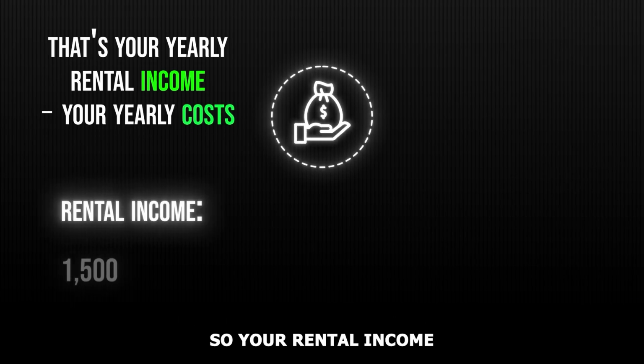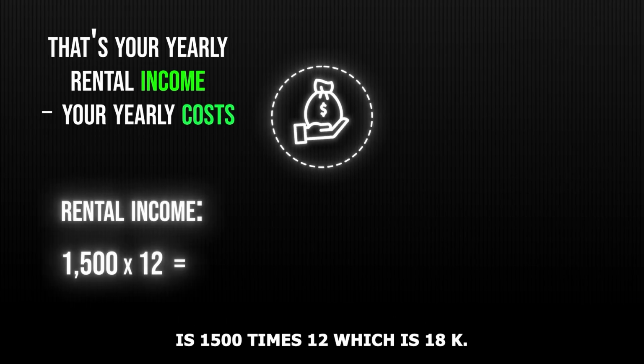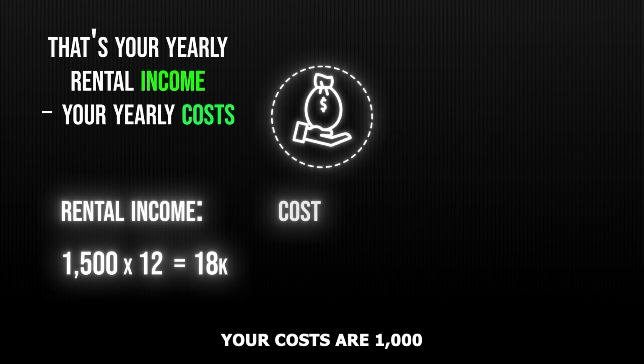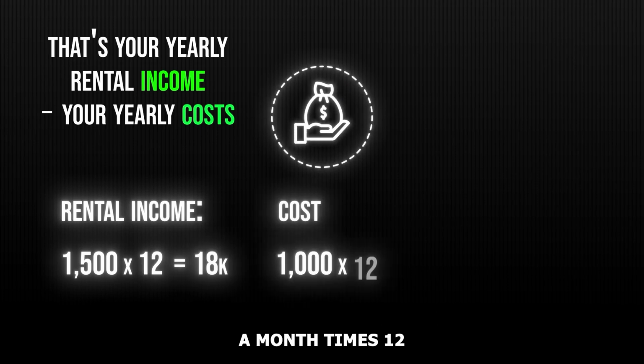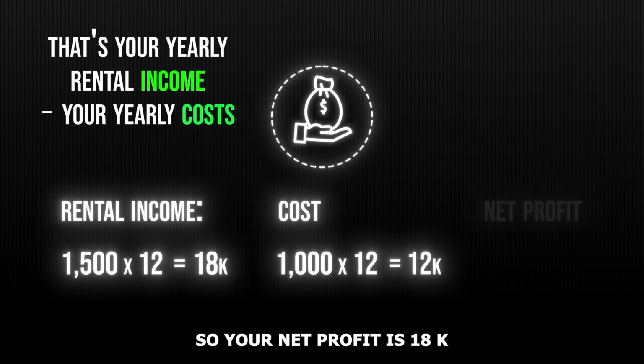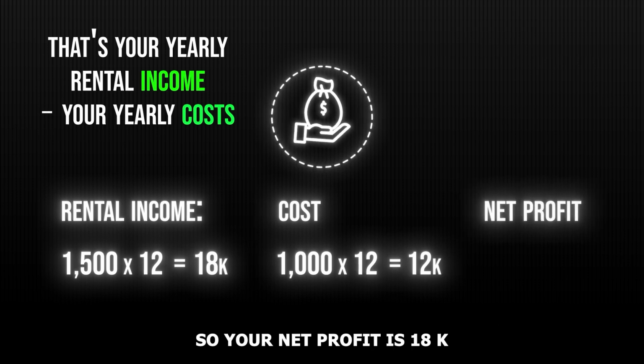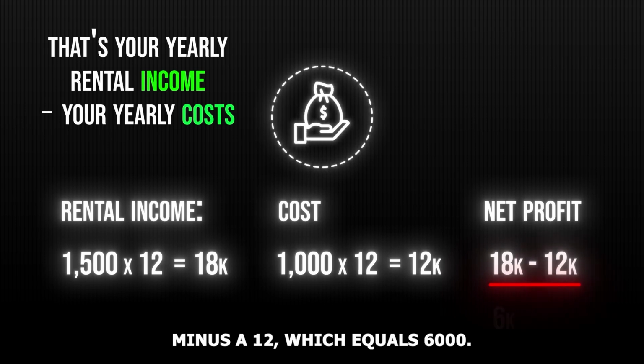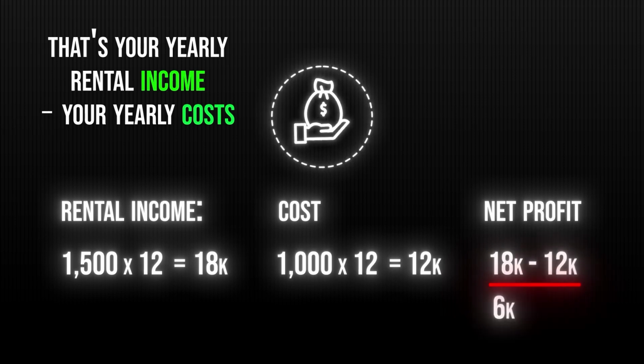So, your rental income is 1,500 times 12, which is 18k. Your costs are £1,000 a month times 12, which is 12,000. So, your net profit is 18k minus the 12, which equals 6,000.